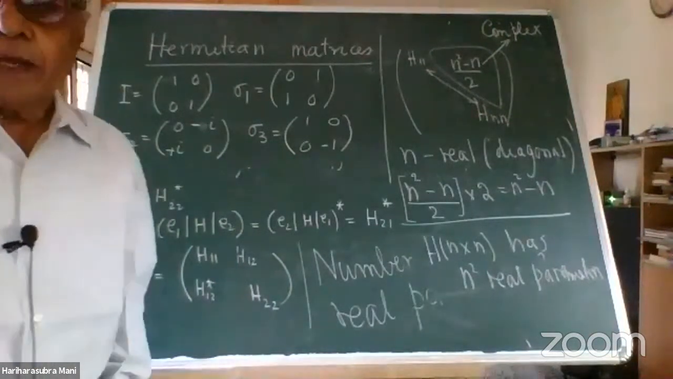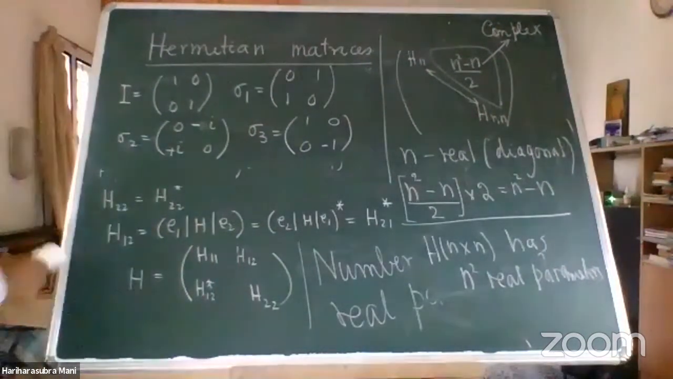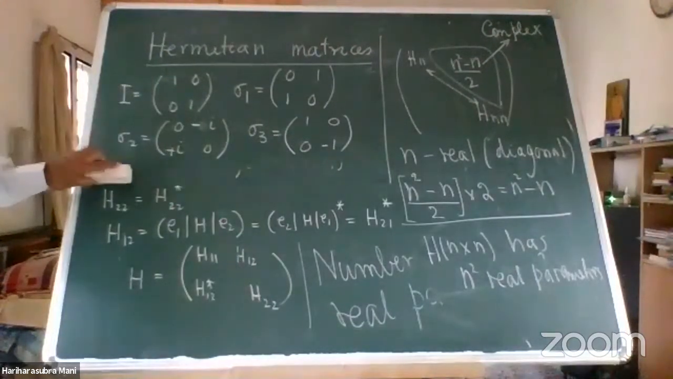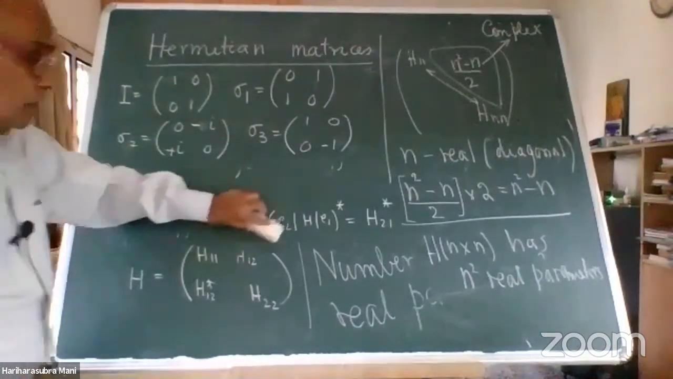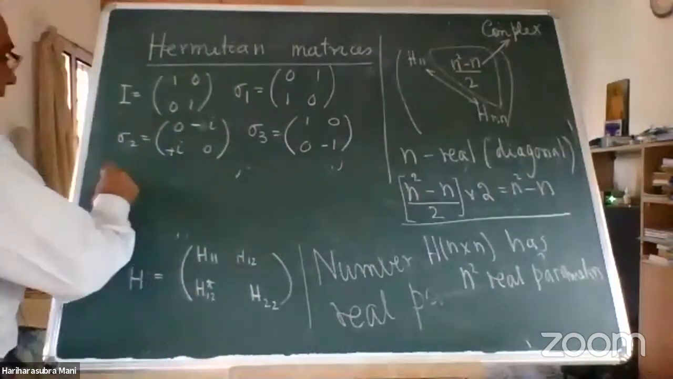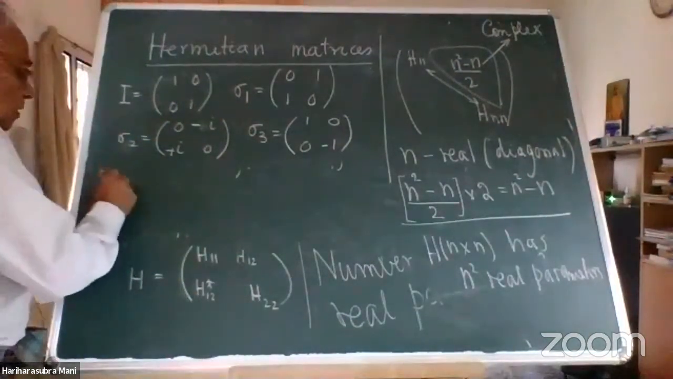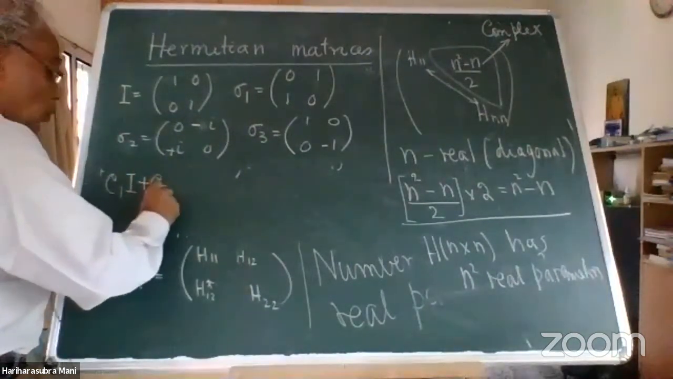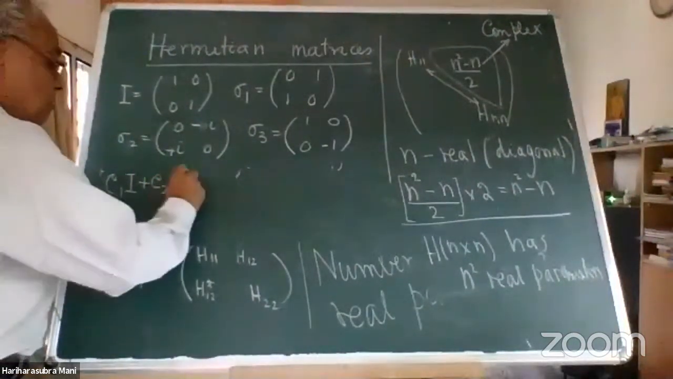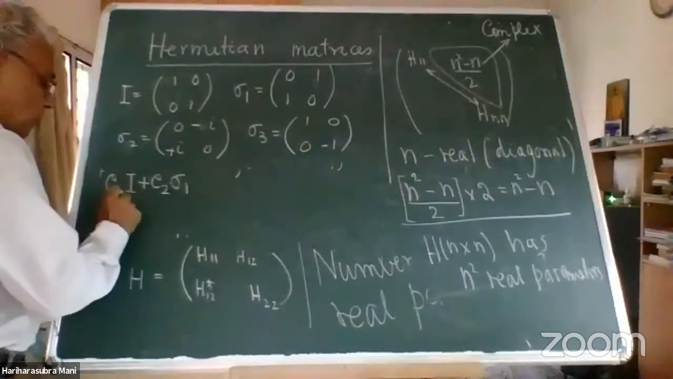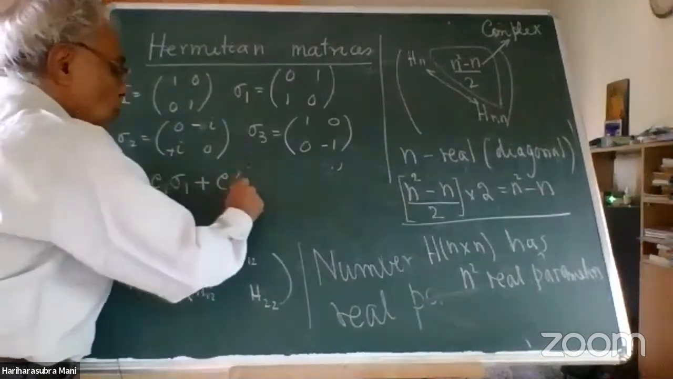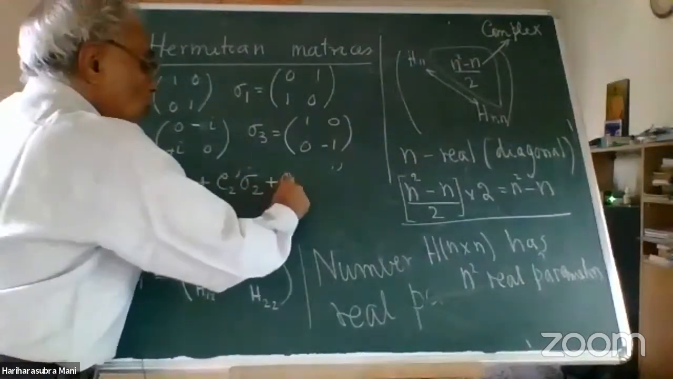How do I know they are linearly independent? If I write this, I have 4 of them. How do I check linear independence of these? Again, the same way as I do there. I write down C0 I plus C1 sigma 1 plus C2 sigma 2 plus C3 sigma 3.